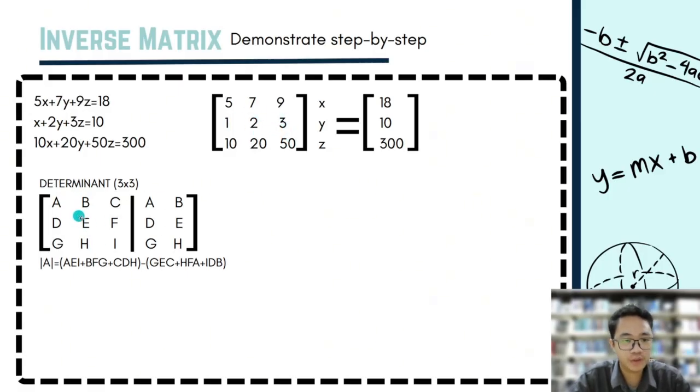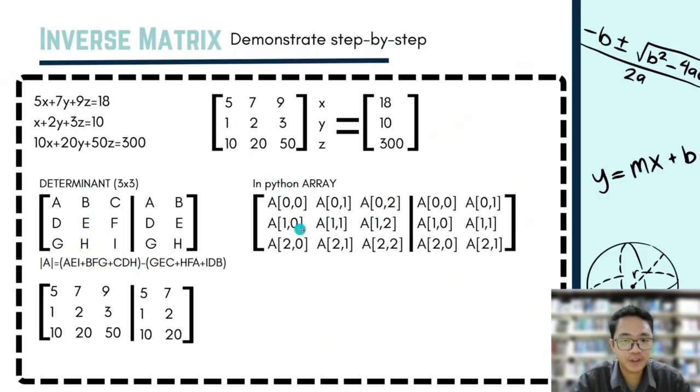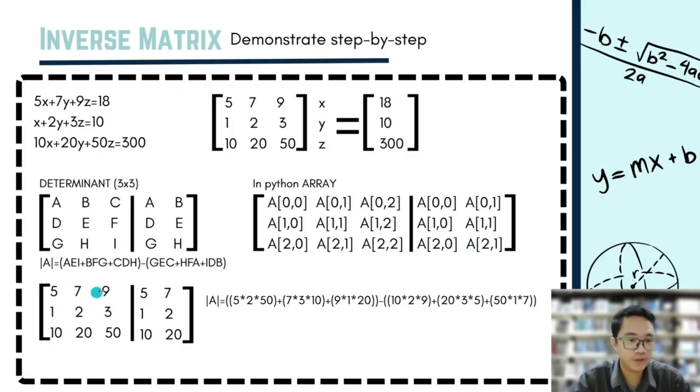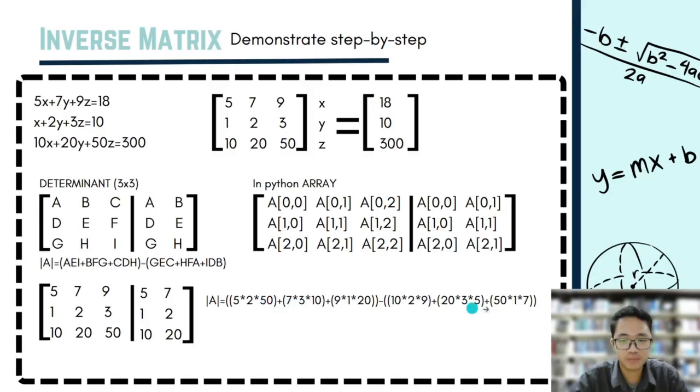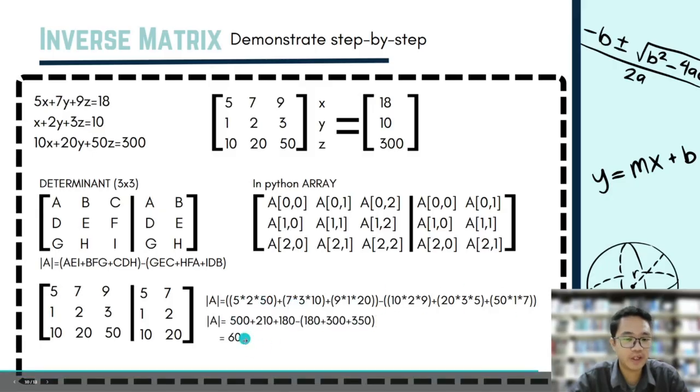So you need to multiply it cross to the right side and then minus with the other side cross to the left. In Python array, it looks like this. So later I'll show you. So what you get here is the formula for the determinant matrix. So you'll need to do all this operation and then you'll get 60 at the end.